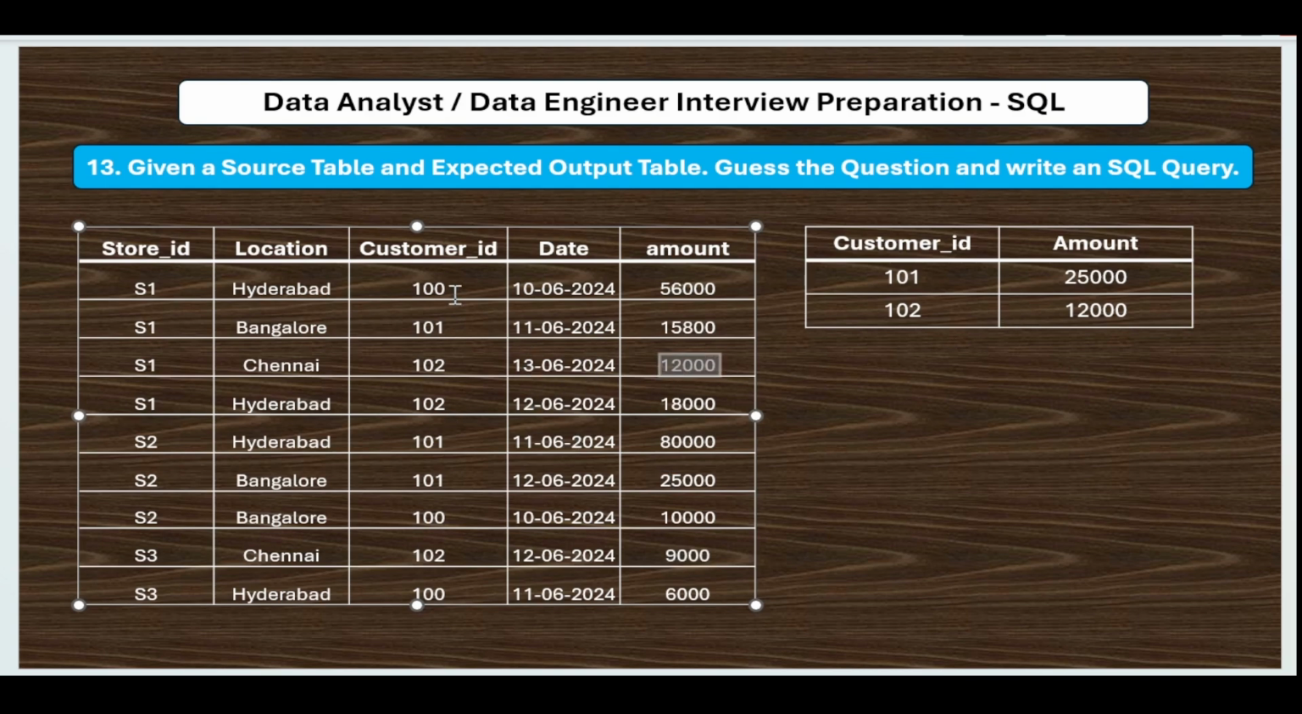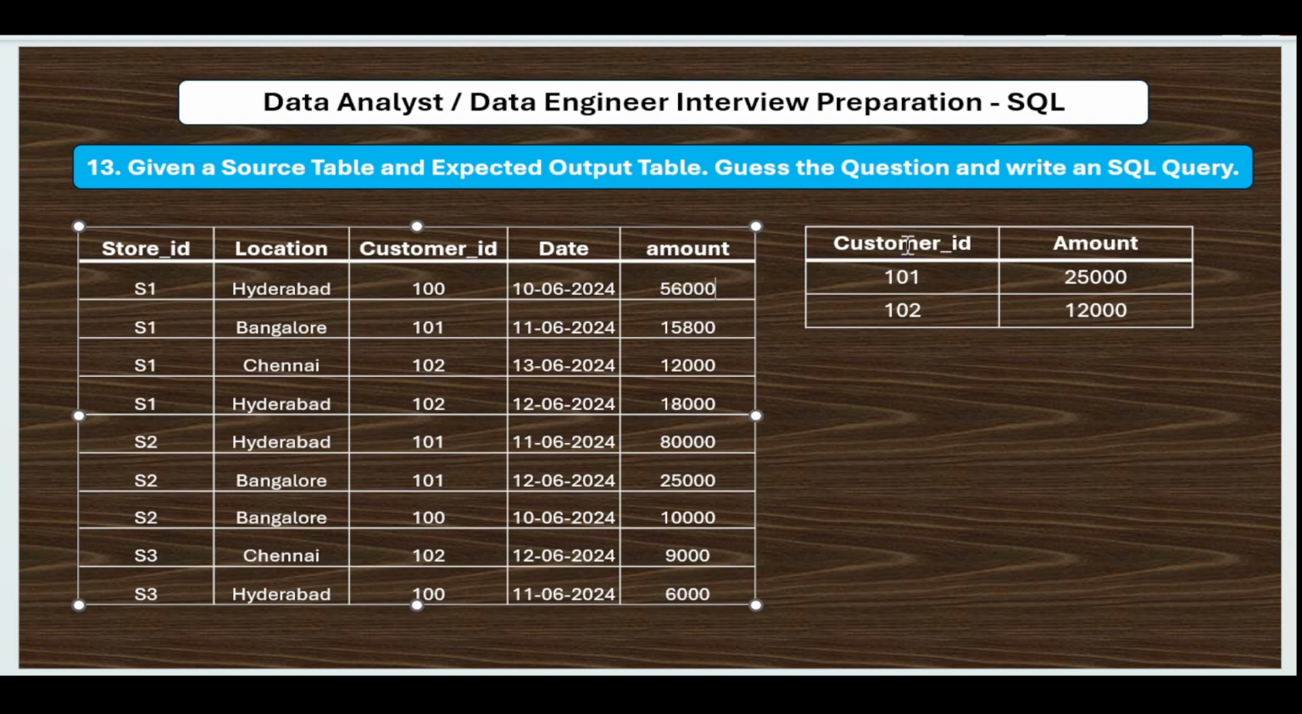Okay, now if you check with 100, this is the 110th and 110th. Now if you see the next day, that is 11th in Hyderabad. This is the first day shopping in Hyderabad, this is second day shopping in Hyderabad. If you compare these two values, this is 56,000, the next day shopping is 6,000, so it is not greater than, so it is not returned.